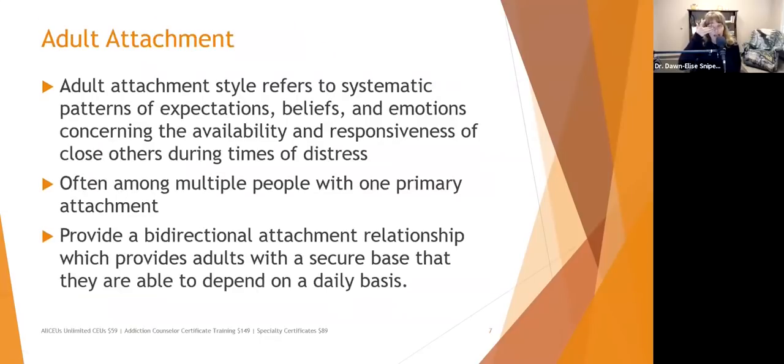Adult attachment style refers to systematic patterns of expectations, beliefs, and emotions concerning the availability and responsiveness of close others during times of distress, often among multiple people with one primary attachment. So a lot of times we have a best friend, or we're still really close with our primary caregiver, or we have a spouse that we are really close to. However, in the adult world, we often have multiple people. We're not reliant on that one person to meet our every single need, which is awesome.